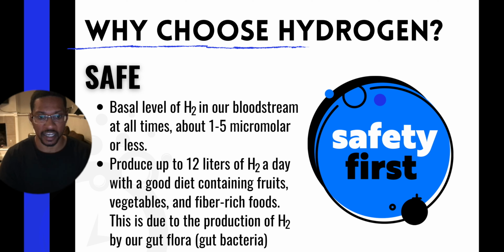The research shows that we can actually produce up to 12 liters of hydrogen gas per day with a diet containing fruits, vegetables, and fiber-rich foods. And this is, like I said, due to the production of hydrogen gas by our gut flora.